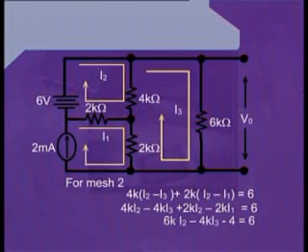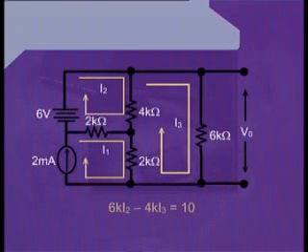Therefore, all these terms equals to 6. Now further simplifying this expression, we can write 6k I2 minus 4k I3 equals to 10.